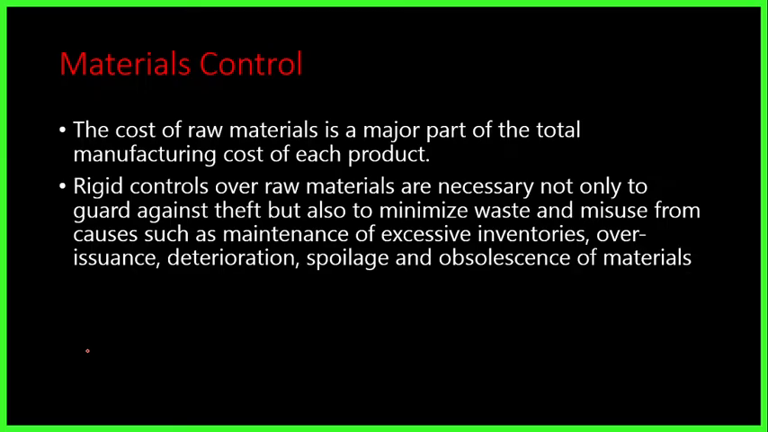One of the things that you have to remember is that the cost of raw materials is a major part of the total manufacturing cost of each product. Because of that, we have to consider the risks involved in our materials. So there should be rigid controls over raw materials. They are necessary not only to guard against theft but also to minimize waste and misuse from causes such as maintenance of excessive inventories, overissuance, deterioration, spoilage, and obsolescence of materials.